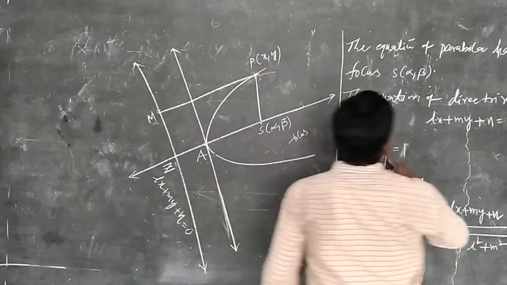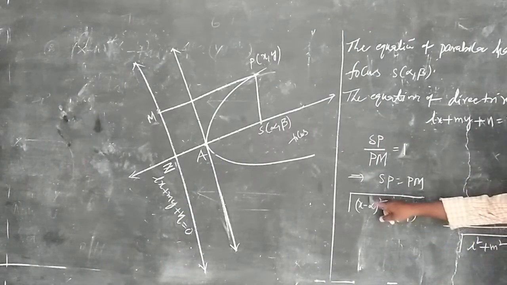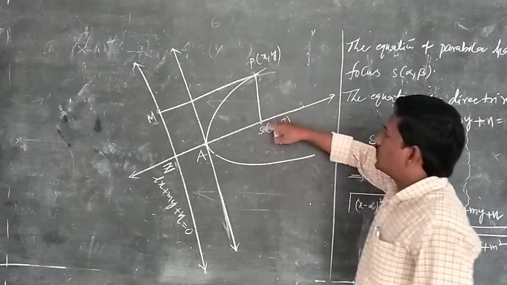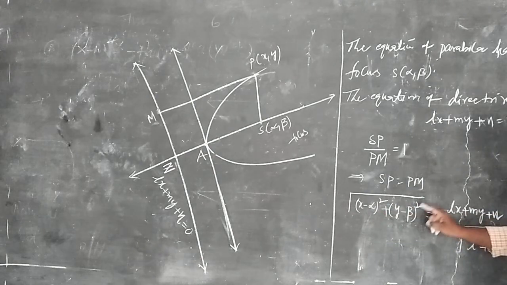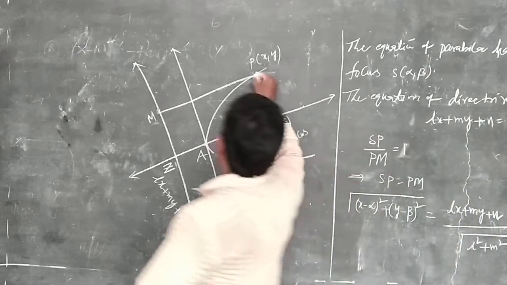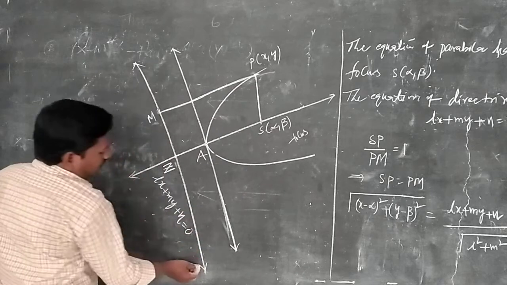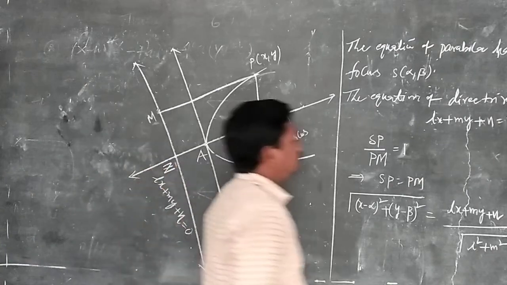So SP by PM equal to 1, SP equal to PM. SP means the distance between P and S, so root of (x minus alpha) whole square plus (y minus beta) whole square equal to Lx plus My plus N by root of L square plus M square. This is the perpendicular distance when the equation of the directrix is Lx plus My plus N.